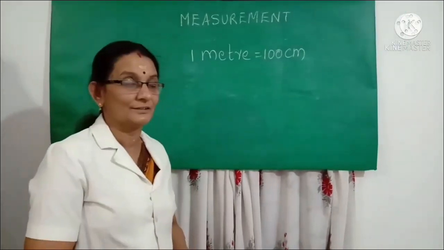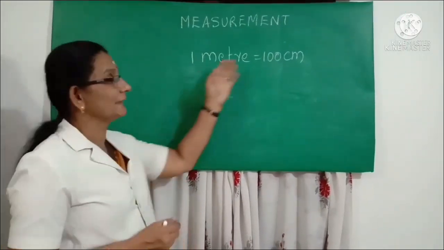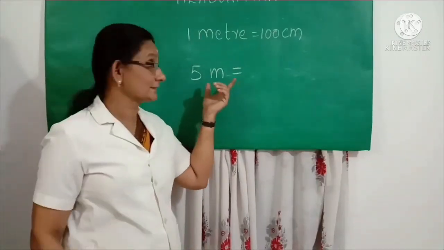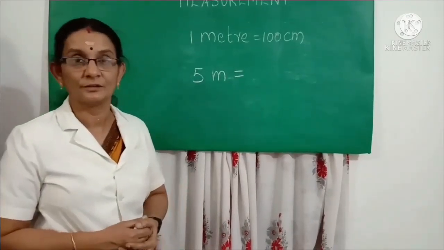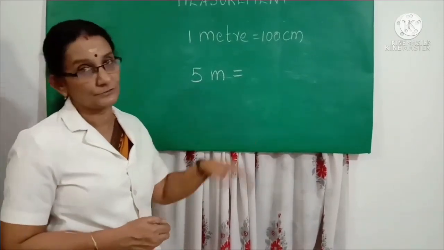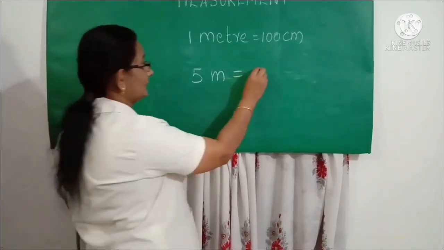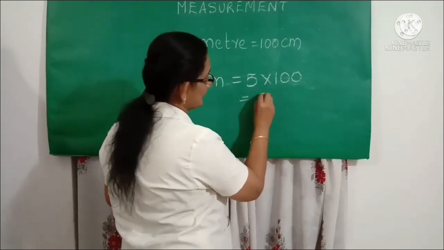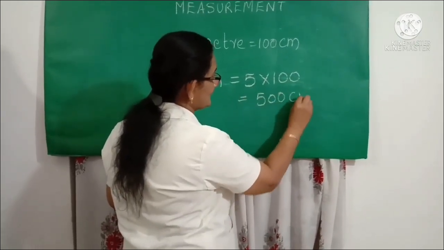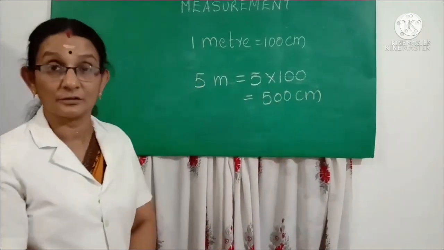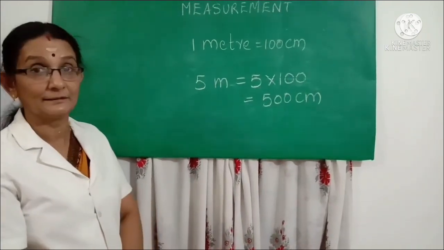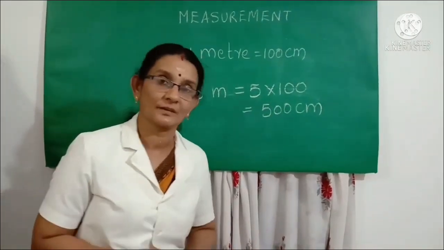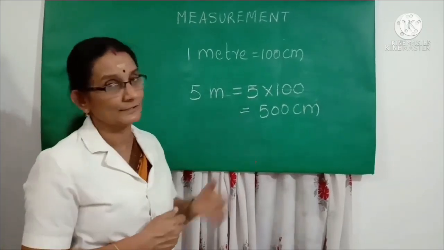Children, we know that 1 meter is equal to 100 centimeter. Suppose I want to know how much 5 meter is equal to. To convert meter into centimeter, we have to multiply with 100. So 5 into 100 is equal to 500 centimeter. Or you can do one easy method, that is just place 2 zeros to the right. So this is how we convert meter into centimeter.